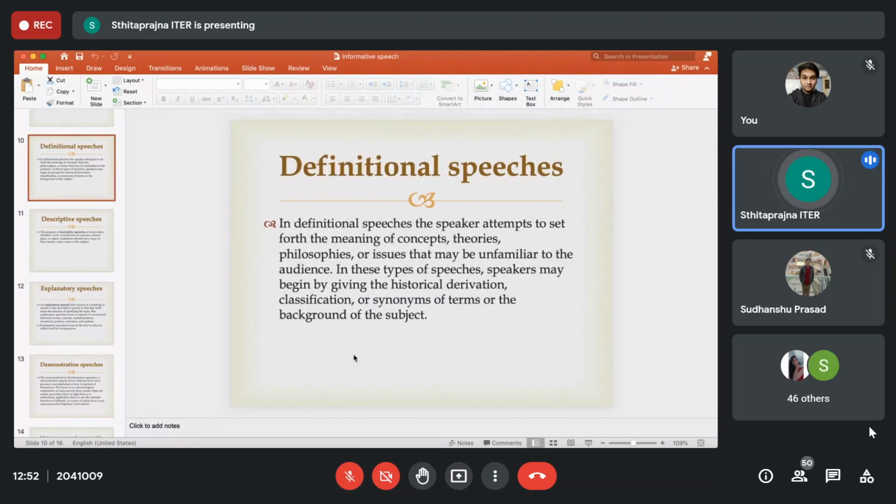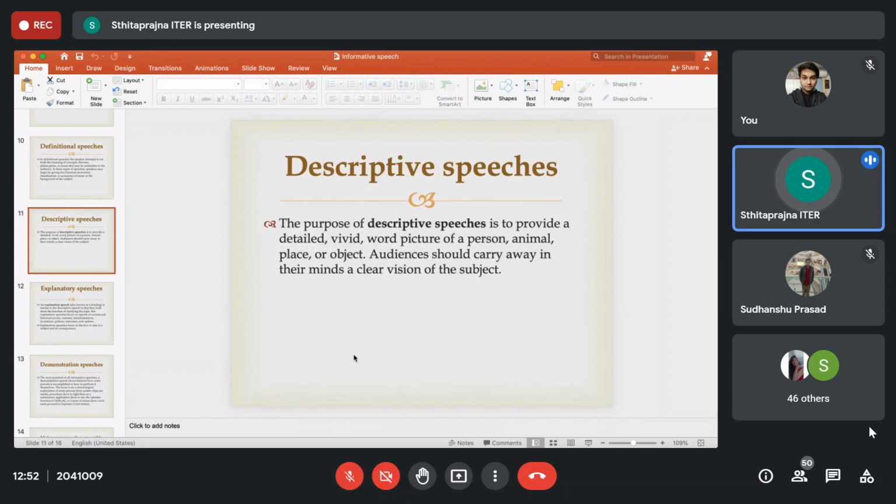Definition: you want to define something. Now, when you're defining, you have to go back to the historical derivation, the etymology, and then come to the present definition, how it has evolved and how it is changing. Descriptive: when you're very vividly describing a particular place or event or thing.